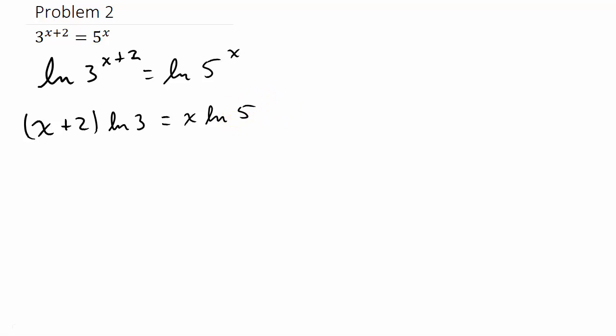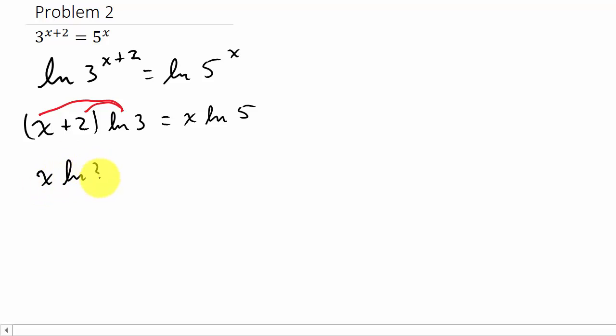Now to solve this, all we have to do is clear the parentheses. It's just like solving an equation now. So I'll distribute the natural log 3. I get x natural log 3 plus 2 natural log 3 equals x natural log 5.